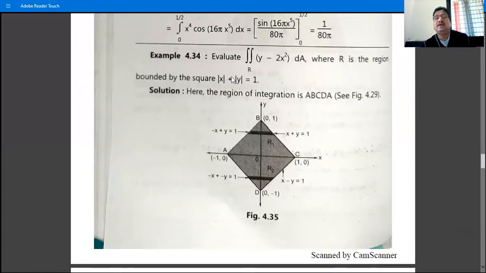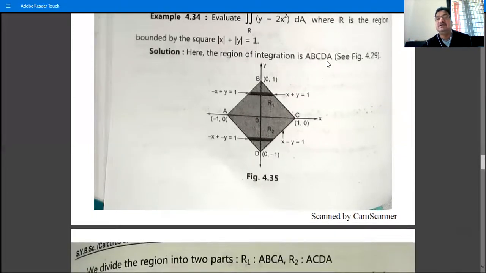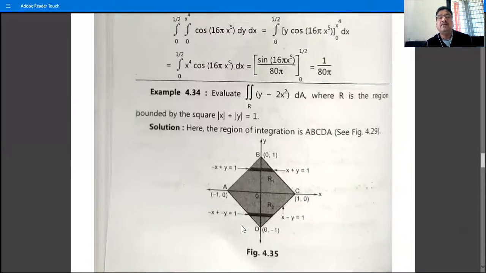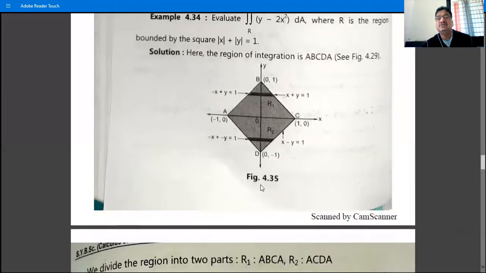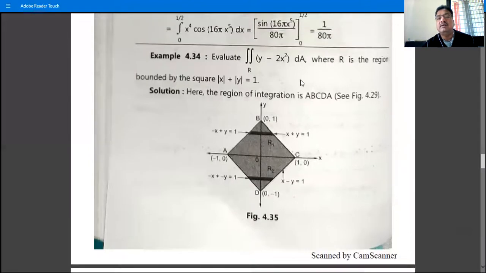The square bounded by these 4 lines is the square |x| + |y| = 1. So this is the region of integration, that is A, B, C, D, E. Now we have to integrate this over this region. So take a strip parallel to an axis, and either integrate with respect to x first or with respect to y first.